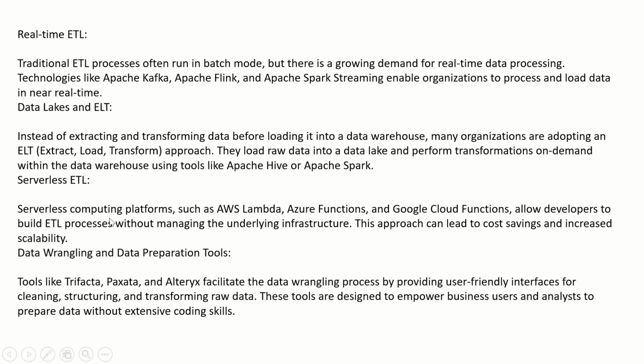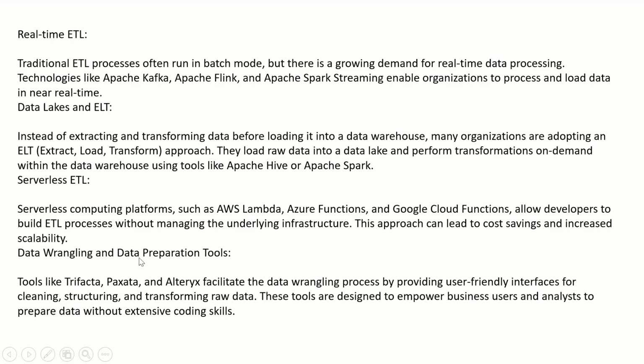And the third one is serverless ETL. Serverless computing platforms such as AWS Lambda, Azure Functions, and Google Cloud Functions allow developers to build ETL processes without managing the underlying infrastructure. This approach can lead to cost savings and increased scalability.